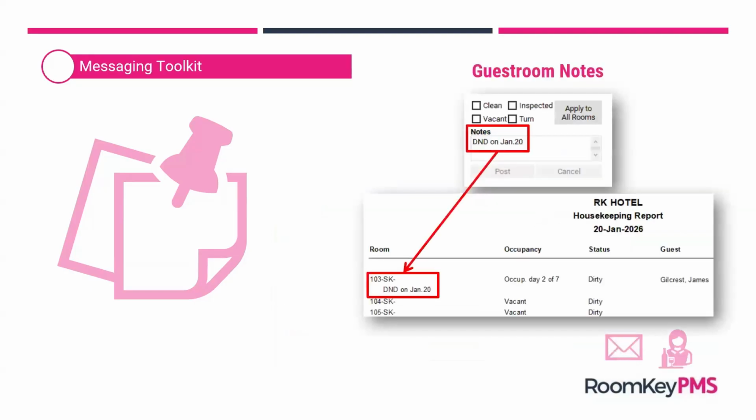Next one we'll look at are guest room notes. Now, these are unique because they're not attached to a profile or a reservation. Instead, these are notes that are attached directly to a room number, and they stay attached day over day until they are removed, regardless if there is a guest checked in or if the room is vacant. Those notes will appear on that printed report as long as they're attached there.